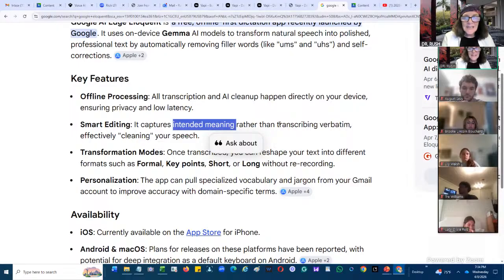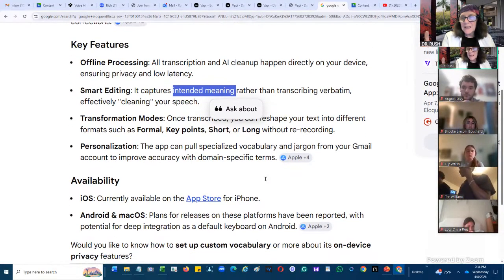And what is nice here, this is a little bit like all my other AI software. It can format as formal, key points, short or long. It's almost like NotebookLM. You remember, I want to have a podcast that's short. I want to have one that's long. I want it to give me the key points. And personalization, the app can pull specialized vocabulary and jargon from your Gmail. Of course, why are they choosing Gmail? Because it's Google, right? Later on, the competitors will do it. And later on, they'll take it from other software. But in the beginning, it's Gmail.